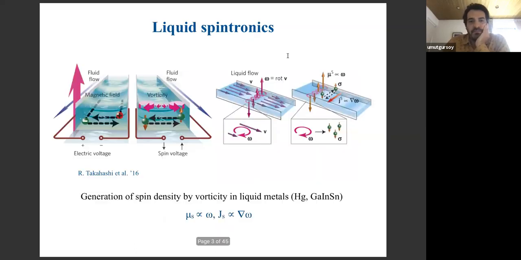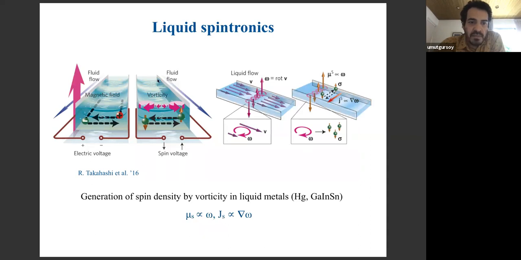Okay, so as I mentioned already, I will be talking about, first, I want to start by just introducing these two experiments, one in low energy and the other in high energy in quark-gluon plasma. So this is the low energy experiment, which started this field, liquid spintronics. So you see here two different pictures, one on the left and one on the right.